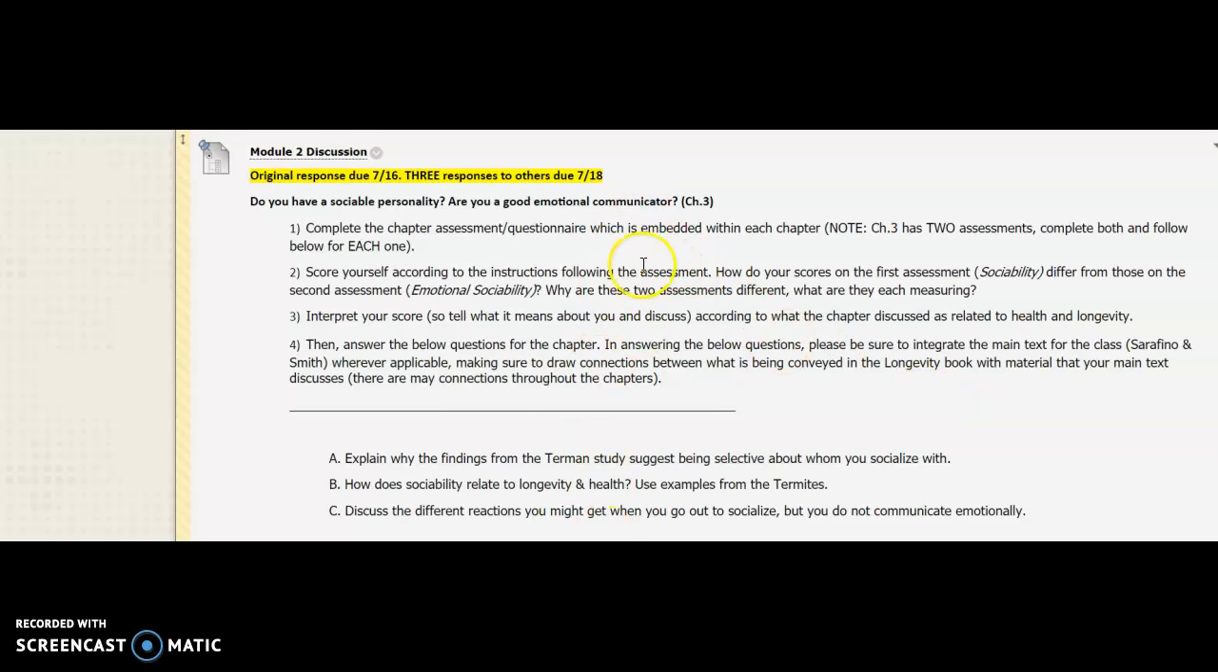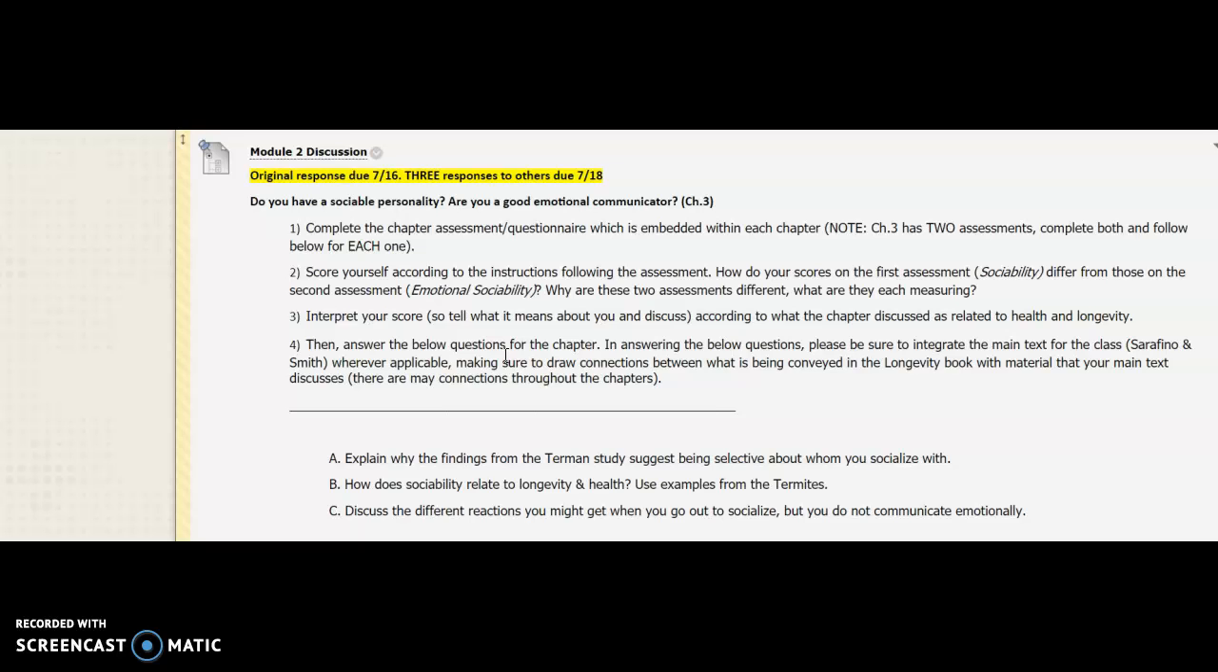Remember that you're responding to these in your original post, and then you're responding to 3 other people. So you want to allow for enough time for everyone to get their responses in. You shouldn't be responding to 3 other people on the 16th because likely everyone hasn't responded yet. So come Friday, Saturday, those are good days to be responding to other people, seeing what they wrote and seeing how you can add to what they said and carry on more of a conversation off of what they said, comment on how they did, what they scored.